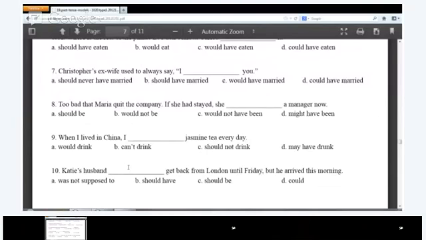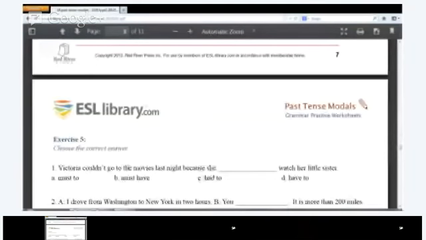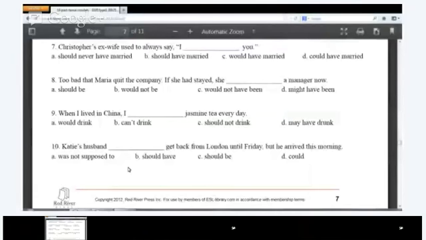Good job. All right. Let's say wasn't supposed to, perhaps wasn't supposed to? Yeah. So, if we were talking about how we would actually say that, wasn't supposed to. Katie's husband wasn't supposed to get back until, so see how it becomes easier for us to say that, wasn't supposed to. So that's how we would change that.